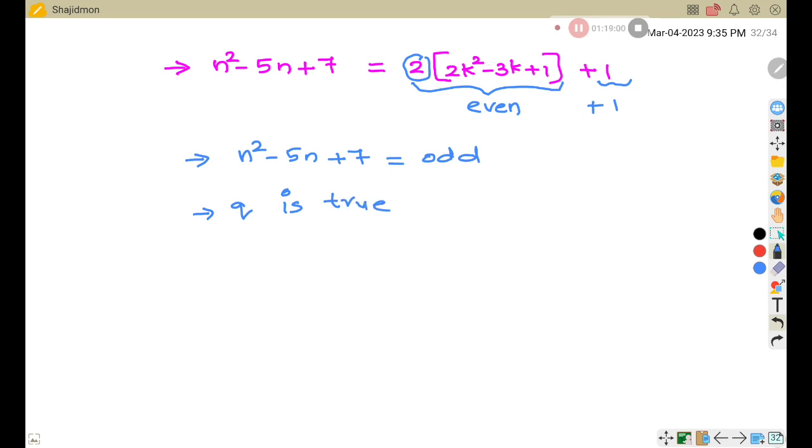So we started from P. P is true. We got Q is true. That means P implies Q is true. That is the proof of that statement. Hope you understood this question also.